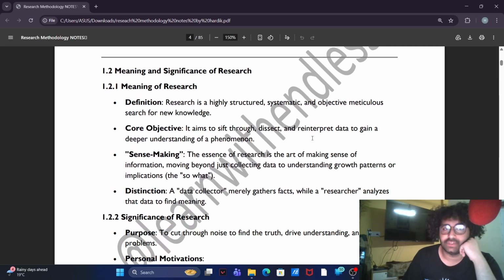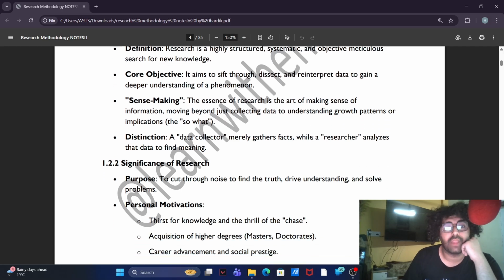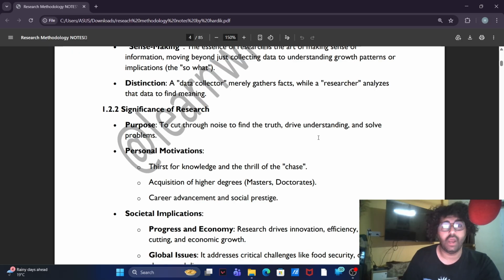Meaning and significance of research. Meaning of research, its definition. Research is a highly structured, systematic, and objective meticulous search for new knowledge. Core objective: it aims to sift through, dissect, and reinterpret data to gain a deeper understanding of a phenomenon. Sense making: the essence of research is the art of making sense of information, moving beyond just collecting data to understand growth patterns or implications, and so on. Distinction: a data collector merely gathers facts, while a researcher analyzes that data to find meaning.